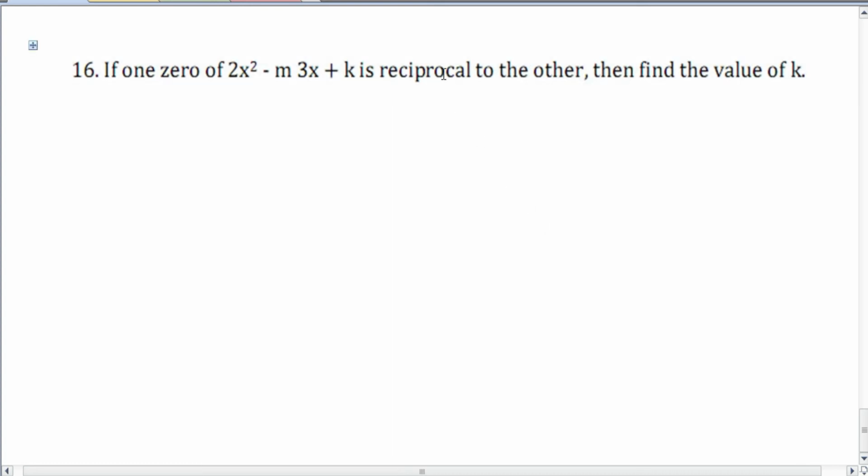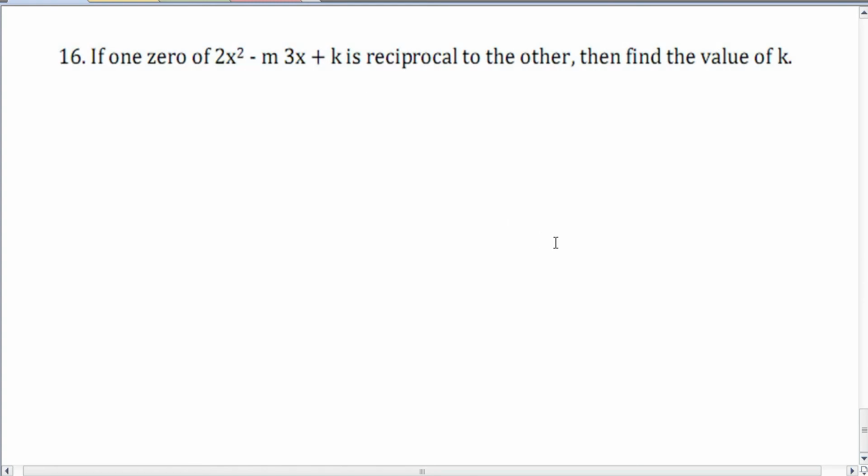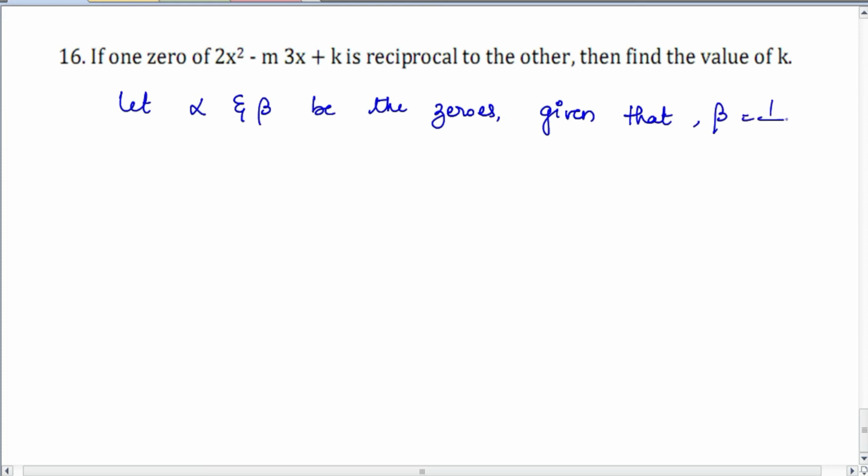Right. So, if one zero is reciprocal to the other means, let alpha and beta be the zeros. Okay. Given that one is a reciprocal of the other, I will write beta equals 1 by alpha. You can also write alpha equals 1 by beta, doesn't matter. So I am writing beta equals 1 by alpha.